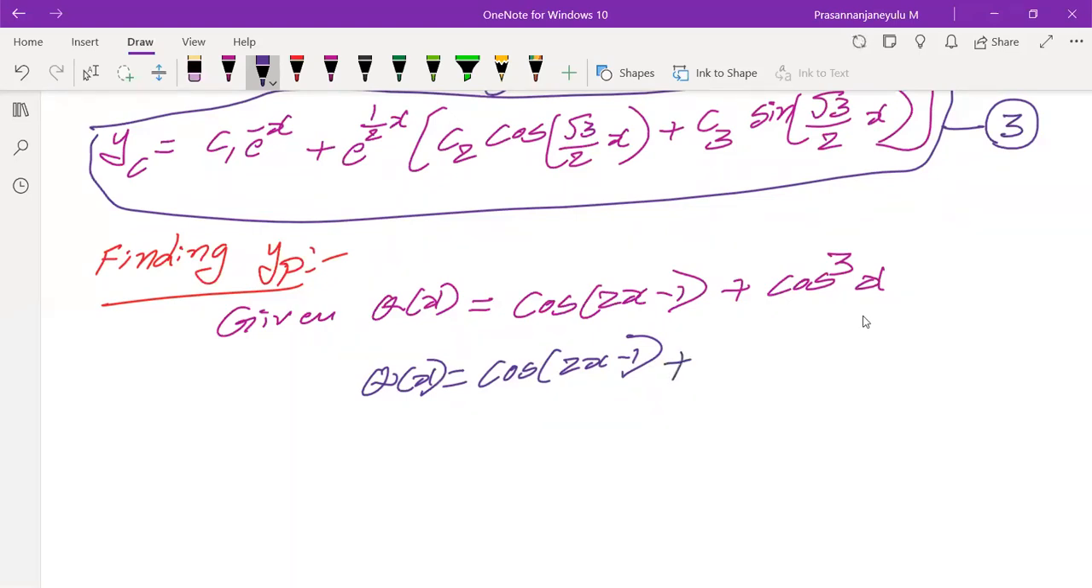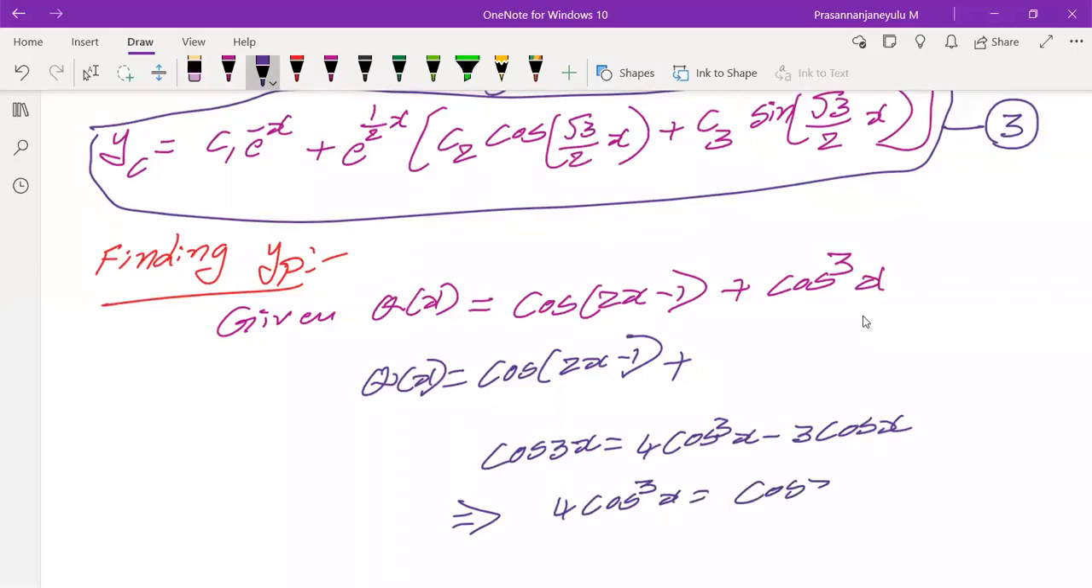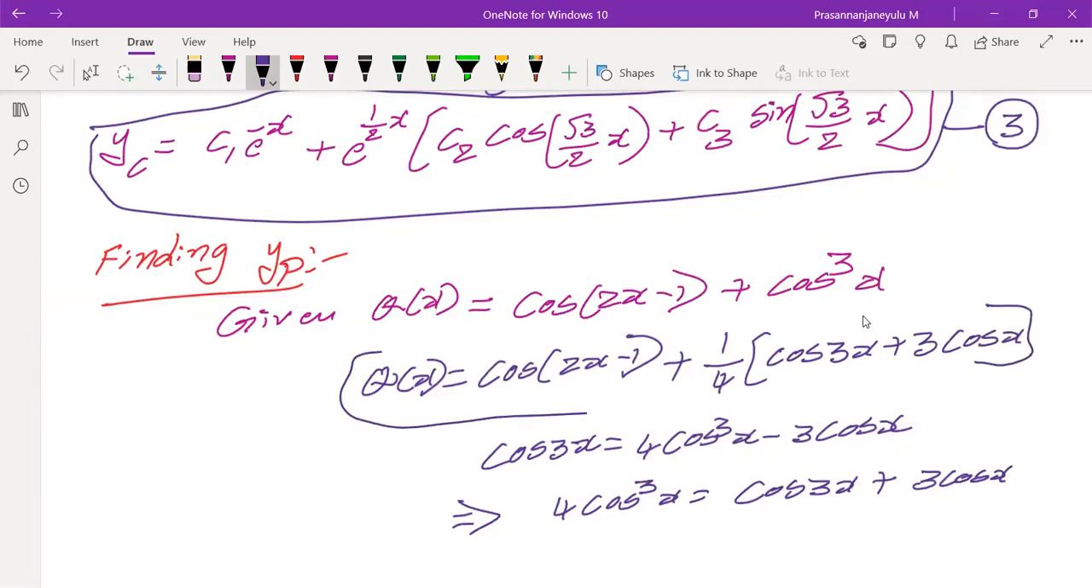And what we discussed, cos 3 theta. What is cos 3 theta? We discussed cos 3x equals to 4 cos cube x minus 3 cos x. This one only we discussed in the last class, and you already know this formula. So I am bringing minus 3 cos x to the left hand side. What are we going to get? 4 cos cube x equals to cos 3x plus 3 cos x. And now cos cube x can be written as, I am writing directly here, 1 by 4 into (cos 3x plus 3 cos x). Okay, this is our Q of x.